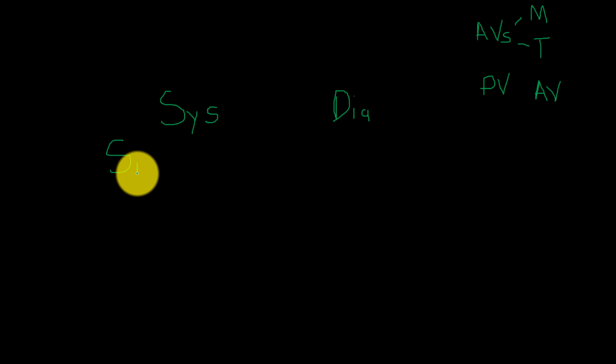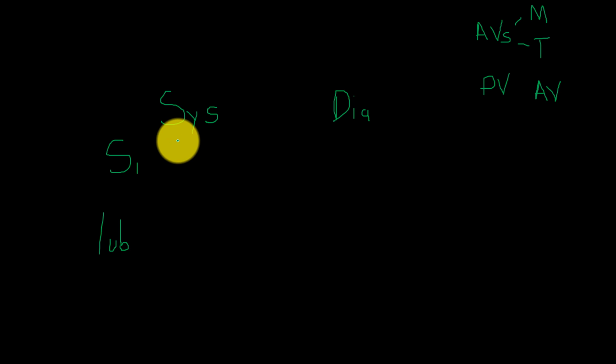Okay, S1 denotes the closure of the atrioventricular valves when the heart contracts in systole. So when the mitral valve and the tricuspid valve close, that's what causes the S1 heart sound, the "lub", the first sound. This is what's heard as the lub. So this is S1, due to closure of the atrioventricular valves, the mitral valve as well as the tricuspid valve.